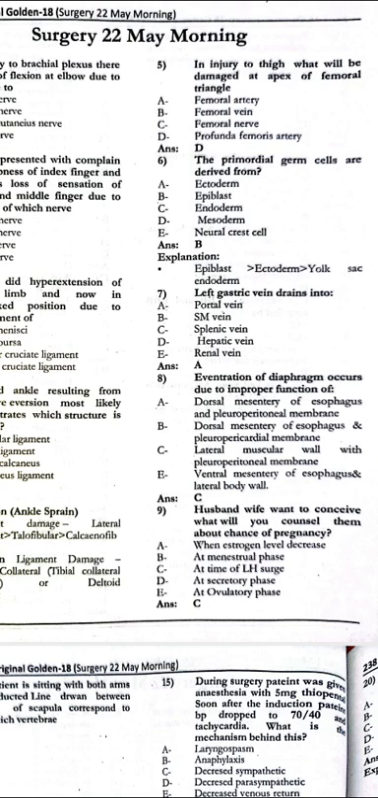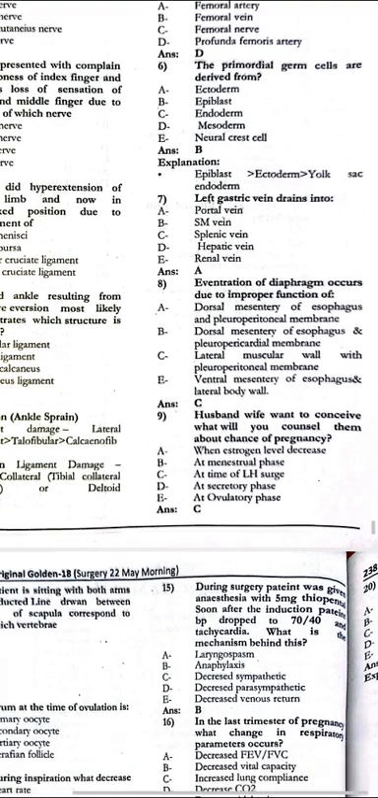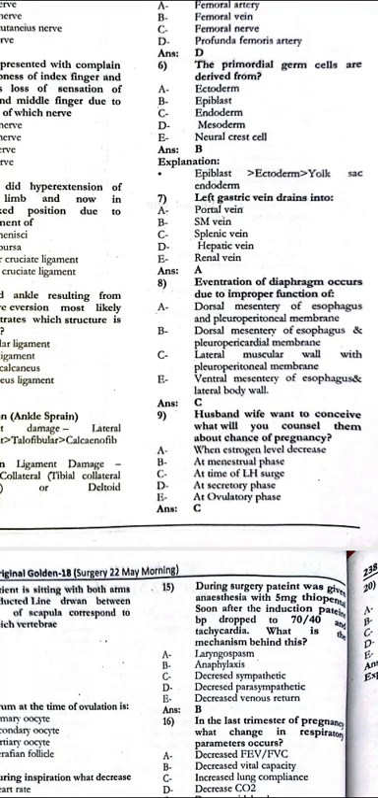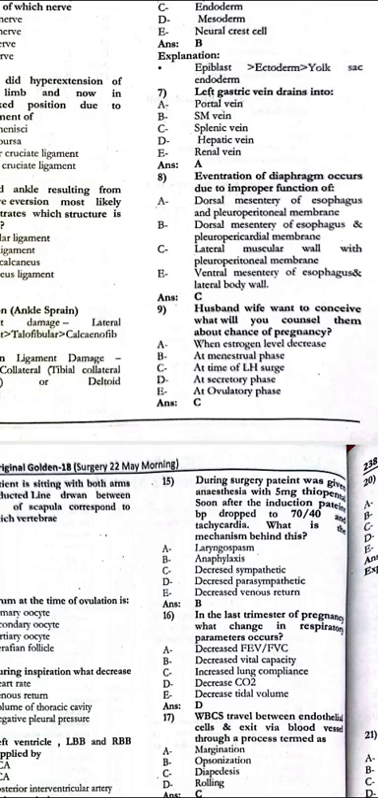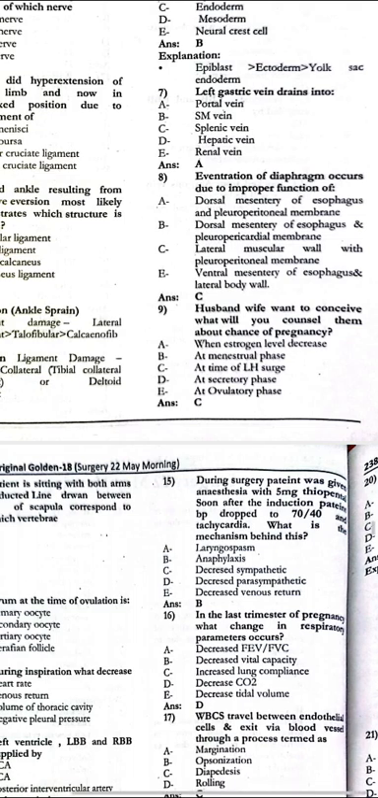The primordial germ cells are derived from the epiblast. The left gastric vein drains into the portal vein. The eventration of the diaphragm occurs due to improper function of the lateral muscular wall with the pleuroperitoneal membrane. The husband and wife want to conceive. What will you counsel them about the chances of pregnancy at the time of the luteinizing hormone surge?